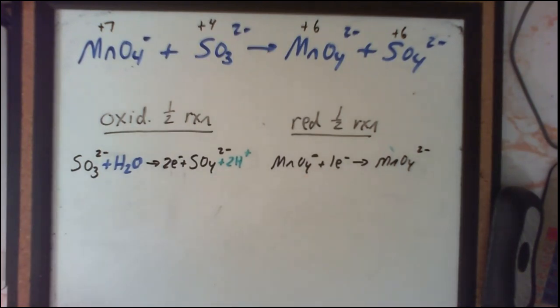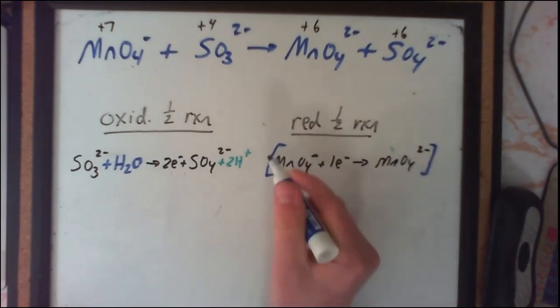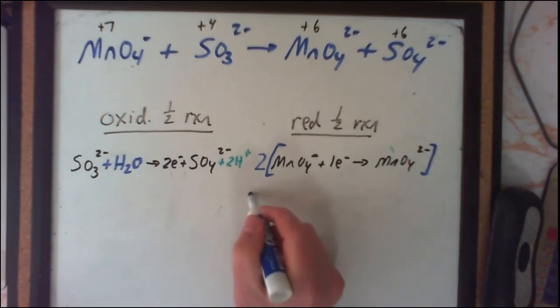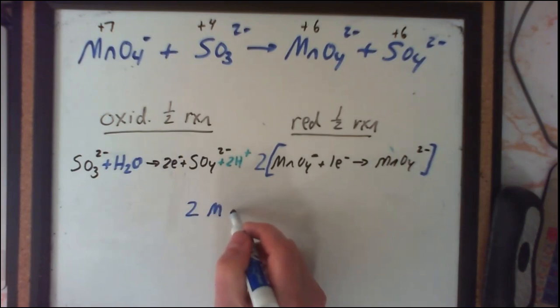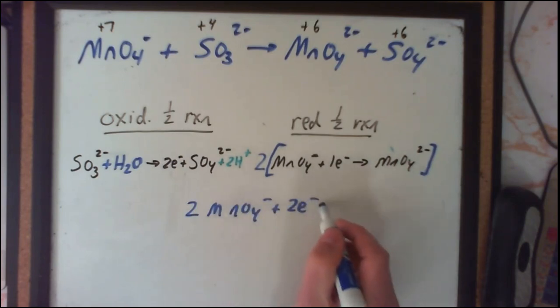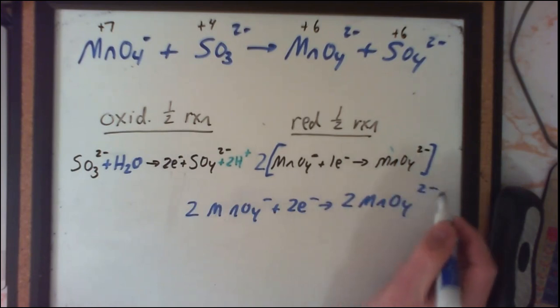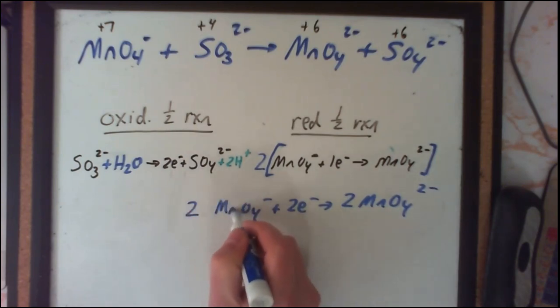So like we had to do before, I have to multiply my entire reduction half reaction by 2. When I do so, I'll just rewrite it here. I'll get 2 MnO4 minus plus 2 electrons produces 2 MnO4 2 minus. So that's my reduction half reaction.